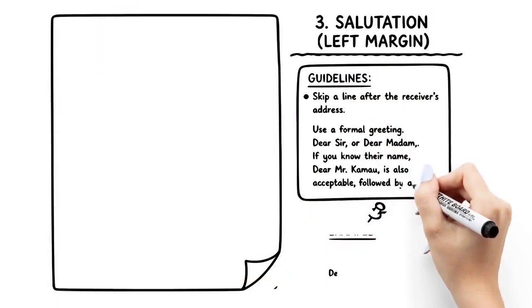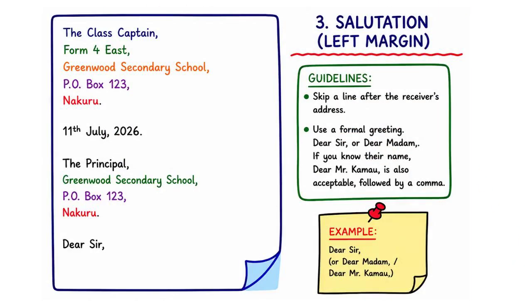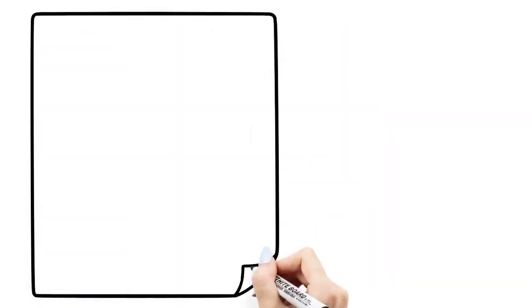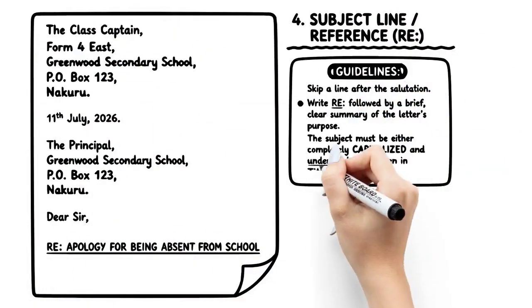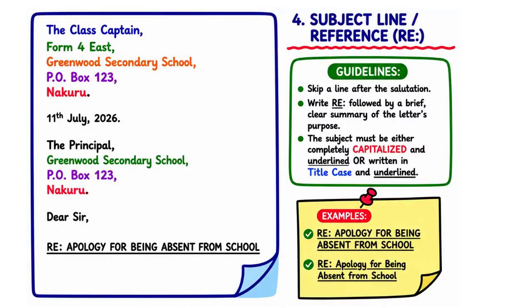Next is the salutation. Skip one line after the receiver's address, and then you write "Dear Sir," comma, or "Dear Madam," comma. Remember the comma after the salutation. Next is the subject line. Skip one line, write the subject, you put a colon, apology for being absent from school. Always underline the subject. It should either be fully capitalized and underlined or written in title case and underlined.